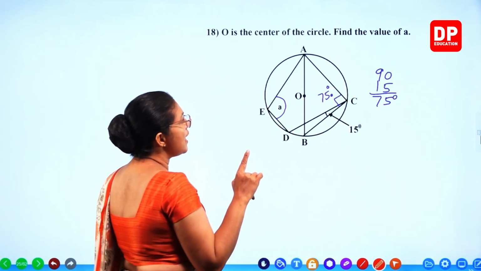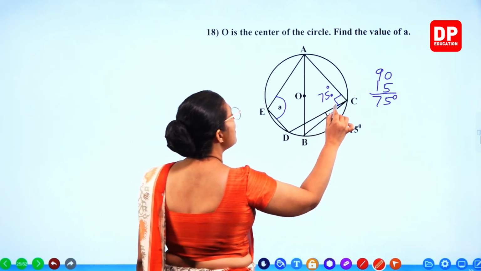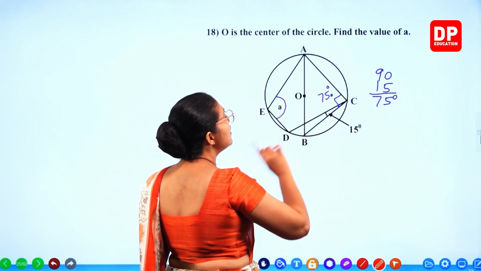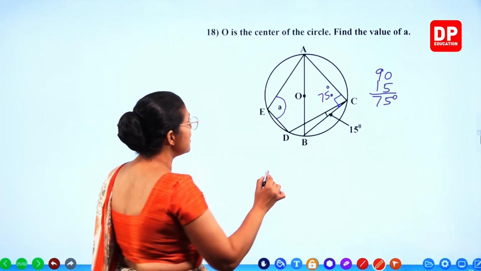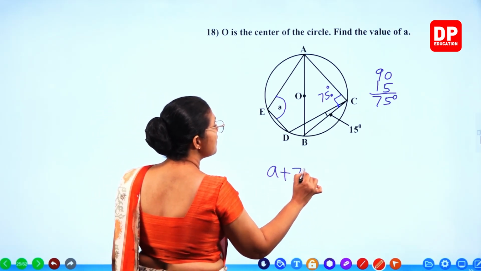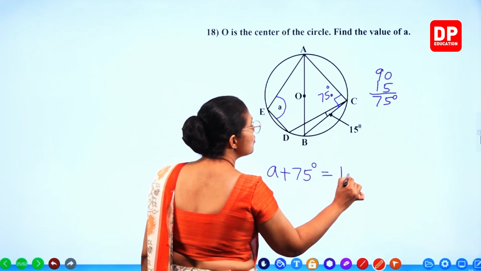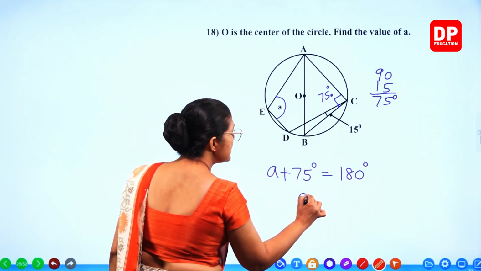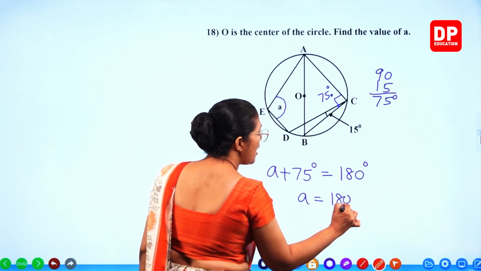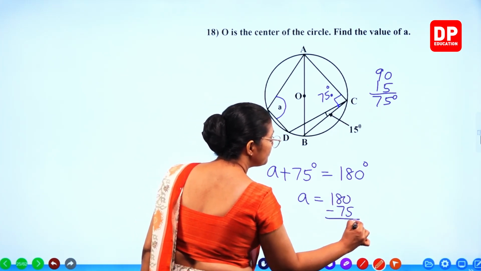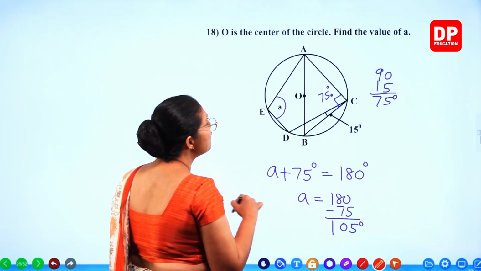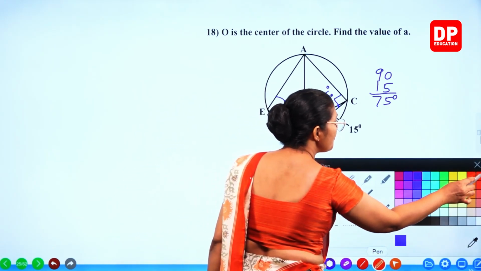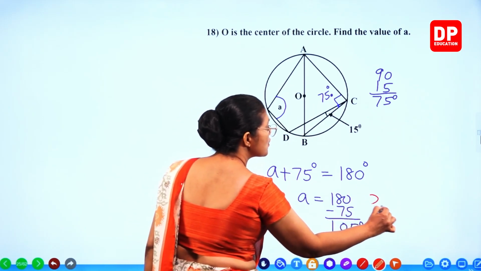Then what can you say about the opposite angles of a cyclic quadrilateral? Adds up to 180. So we can write A plus 75 is equal to 180. So what is it? 180 minus 75. So 105 degrees. So you get 2 marks for that.